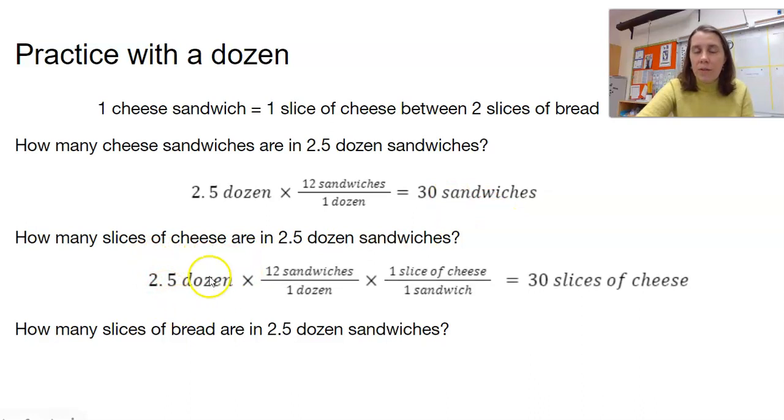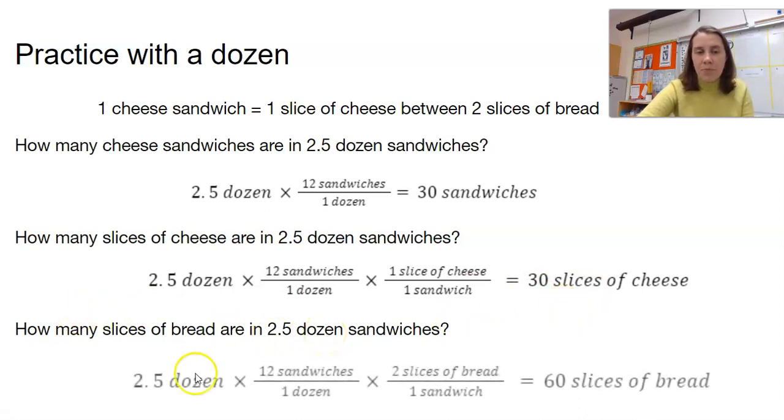So 2.5 dozen sandwiches. 1 dozen is 12 sandwiches, and each sandwich has 1 slice of cheese. So we're just using these ratios that we know from up here for our sandwich recipe. So that's 30 slices of cheese. And now if we did the same thing for bread, it would look just a little bit different. The first part would be the same, still 12 sandwiches in a dozen. But we have 2 slices of bread in each one of our sandwiches, so it would be 60 slices of bread for 2.5 dozen sandwiches.